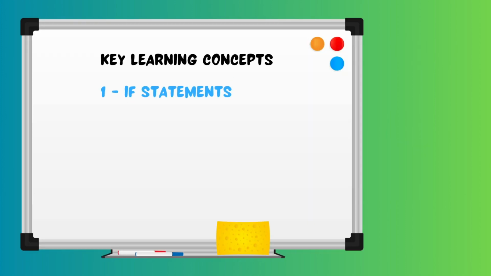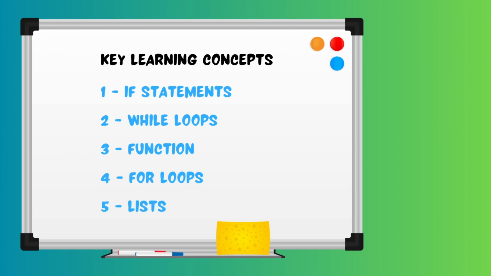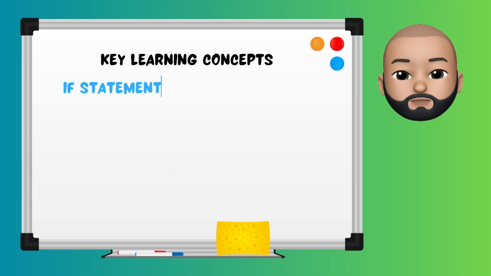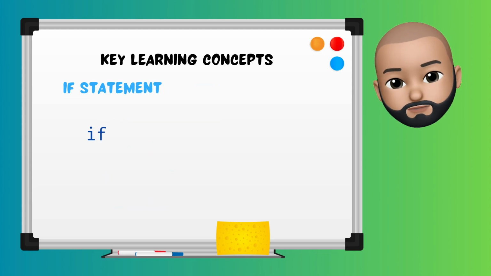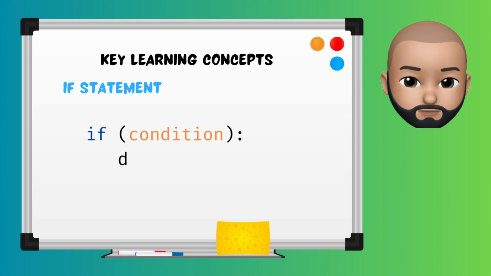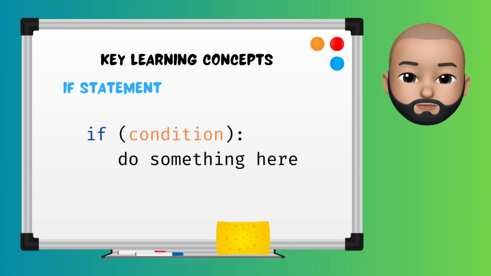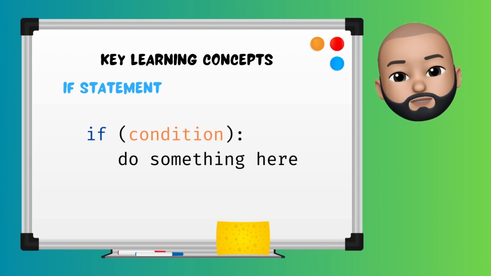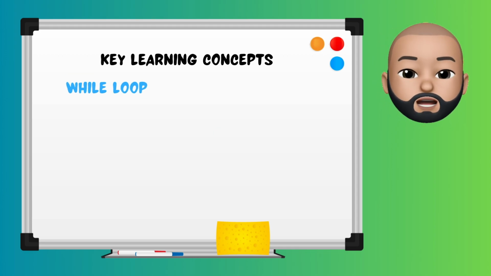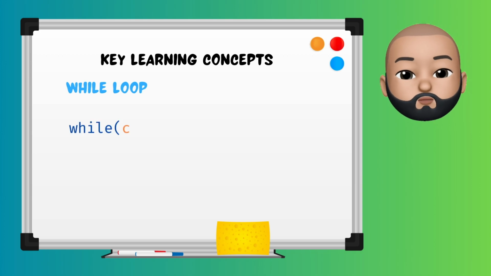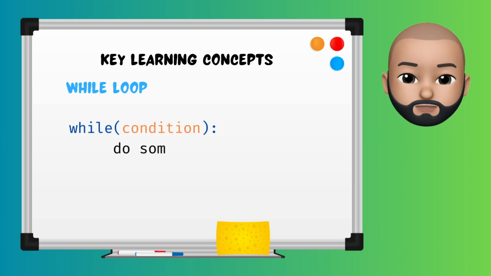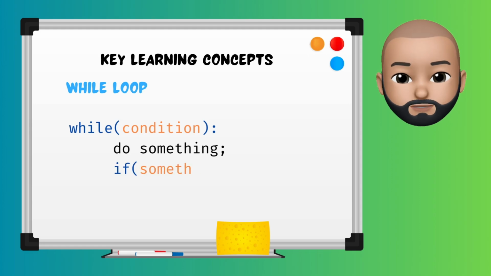This video's key learning concepts are if statements, while loops, functions, for loops and lists. An if statement allows a computer to make decisions based on conditions. It checks whether a given condition is true, and if it is, it executes a specific block of code, otherwise, it moves on to the next part of the program. A while loop keeps doing something over and over again as long as a certain condition is true, and when the condition becomes false, the loop stops.